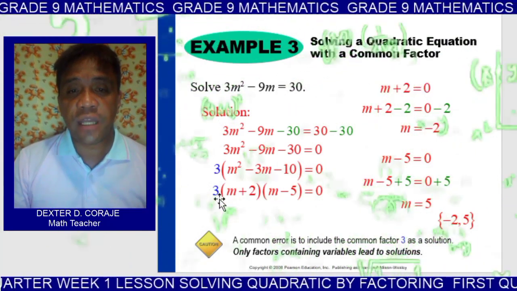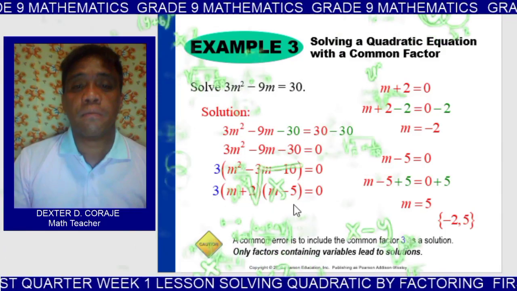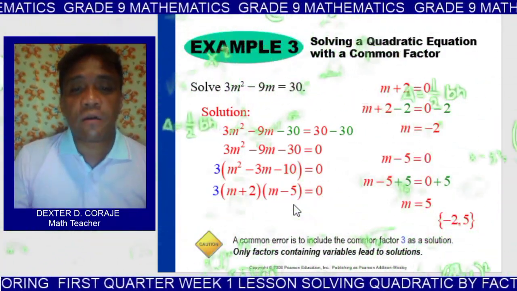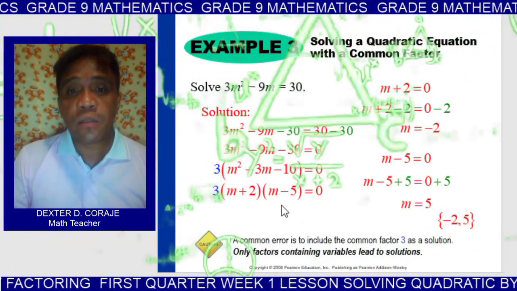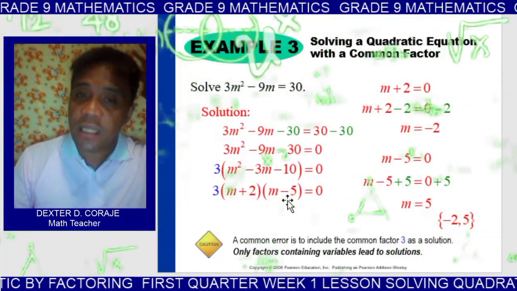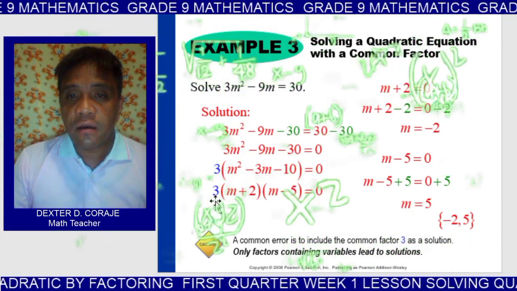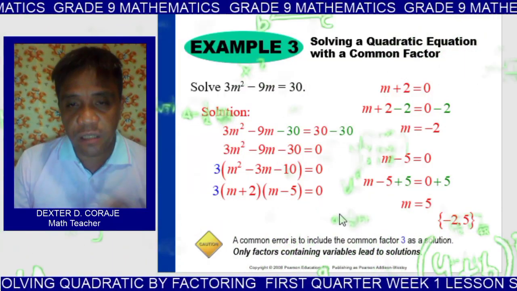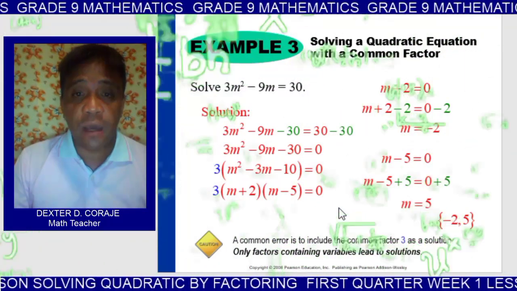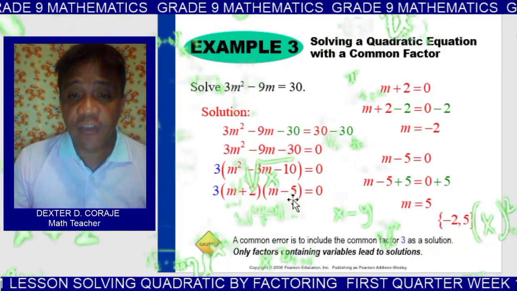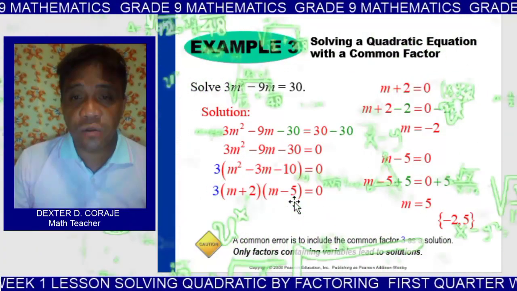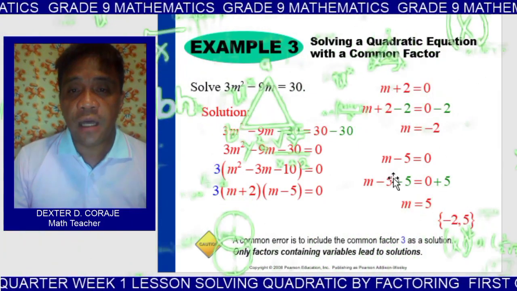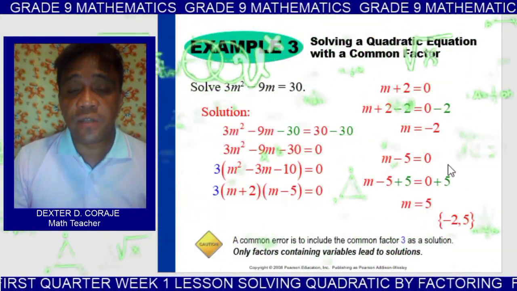So we have now 3 times the quantity of m plus 2 times the quantity of m minus 5. Take note that the 3 here is a common factor. If we divide both sides by 3, we have now m plus 2 times the quantity of m minus 5. So every factor must be equated to 0. So we have now, first, m plus 2 equals 0, and the other one is m minus 5 is equal to 0.